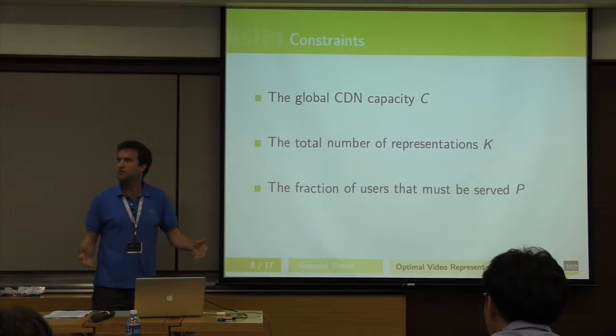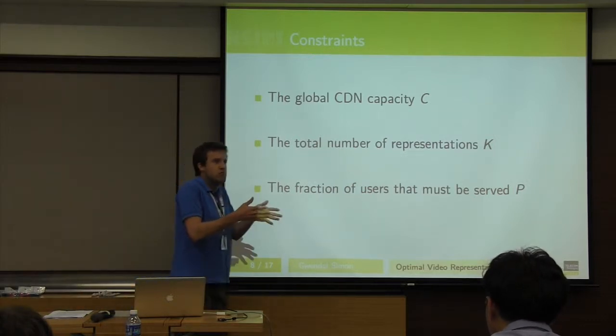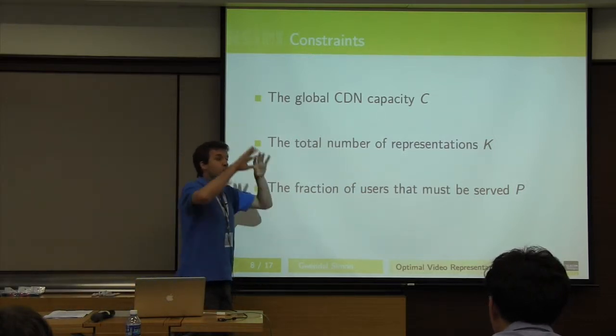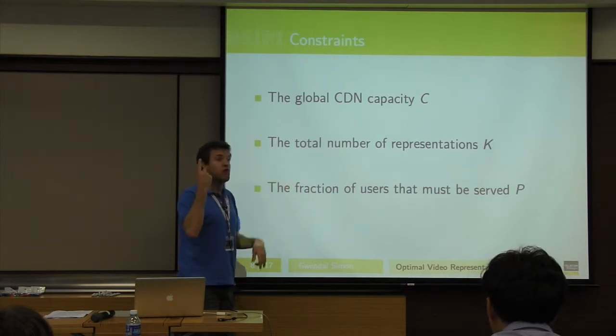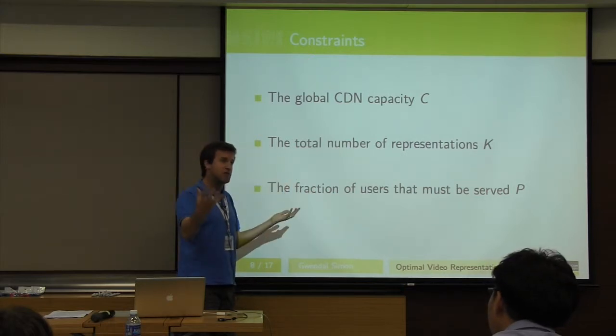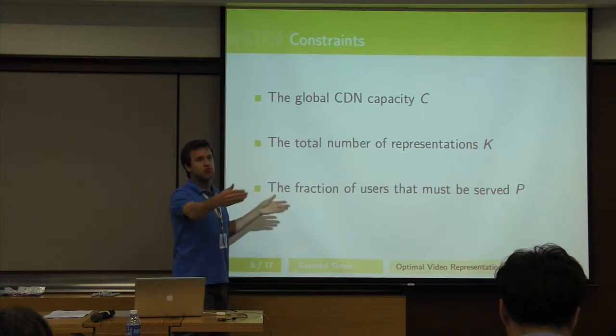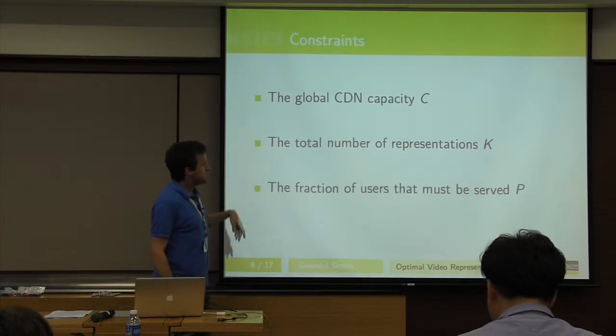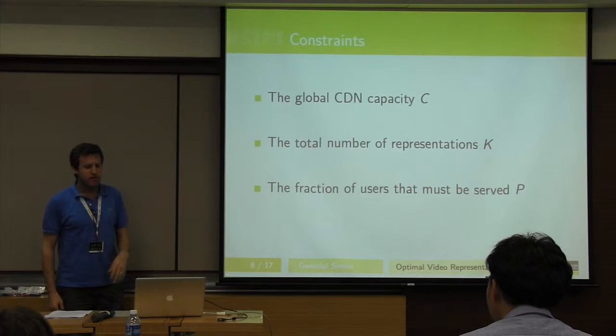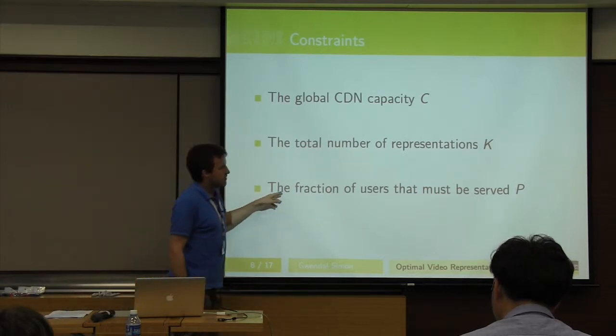We don't have the CPU for that. So we want to basically stick, for our whole catalog, so not only for one video, but for the whole catalog of video, to saying, okay, we don't want to produce more than K representations. And we add something for that.